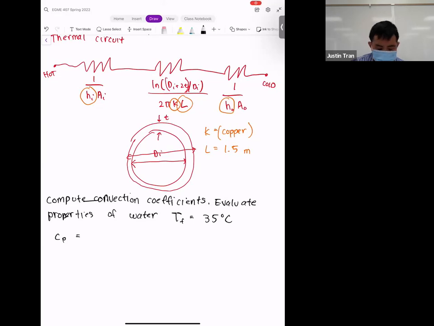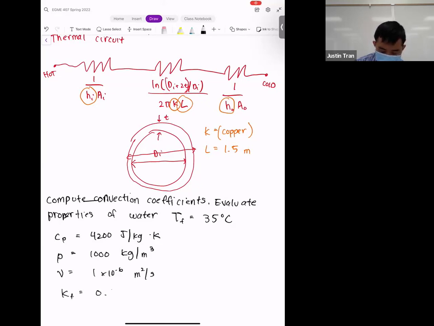And so at 35 degrees C, we have a CP of 4,200 joules per kilogram K. We have a density of 1,000 kilograms per meter cubed. We have a kinematic viscosity of 10 to the minus 6 meters squared per second. We have a thermal conductivity of 0.6 watts per meter Kelvin.